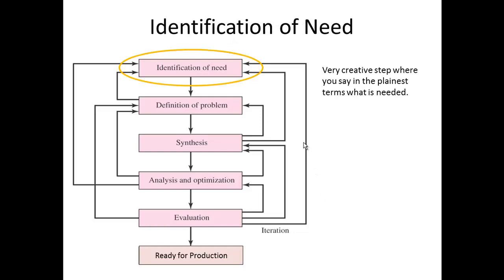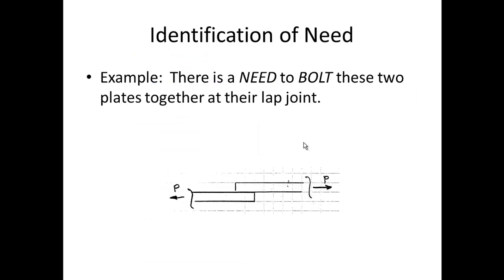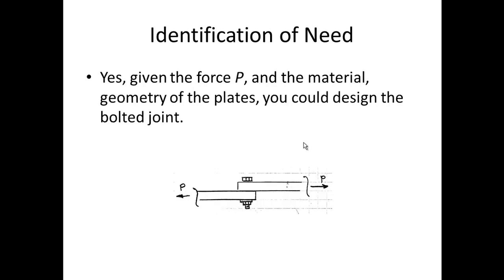But going back to the first step, identification of need. This is a very creative step, and you want to say in the plainest terms what is needed. Here's some examples. Think about 2 plates where there's a lap joint. Suppose there's a need to bolt these 2 plates together. Yes, if you're given the force, the performance spec, and the material and geometry of the plates, yes, you could design the bolted joint.